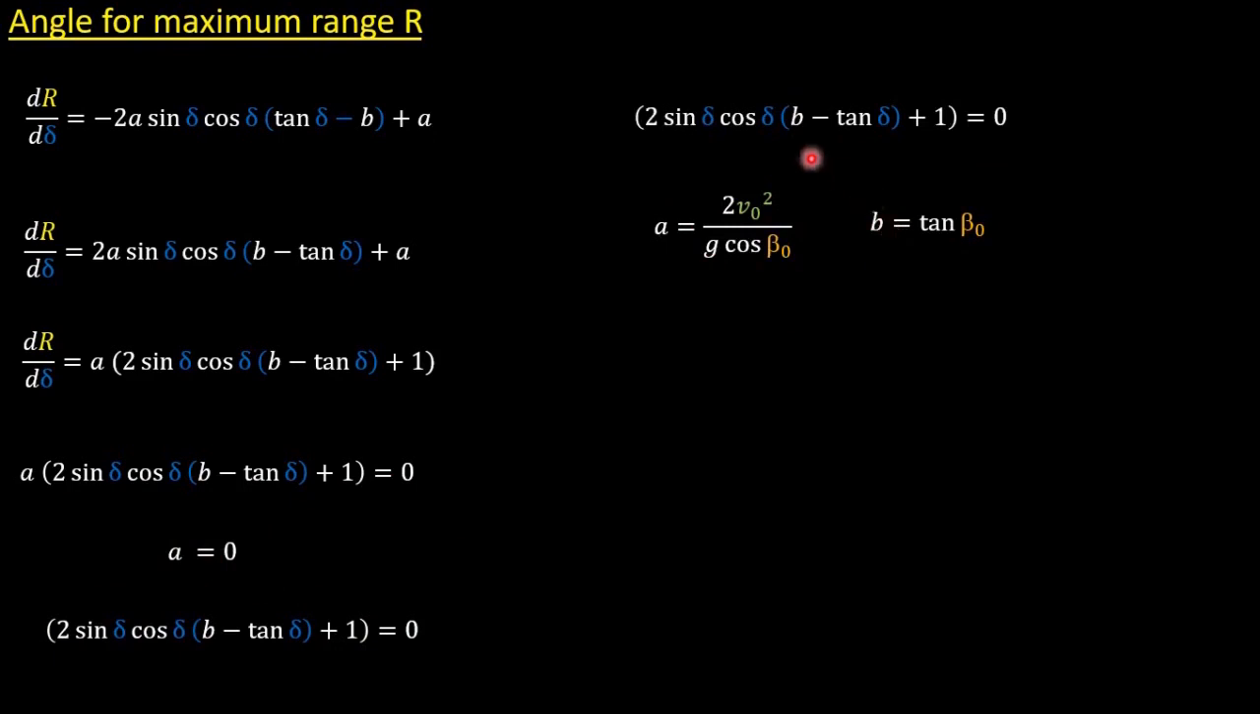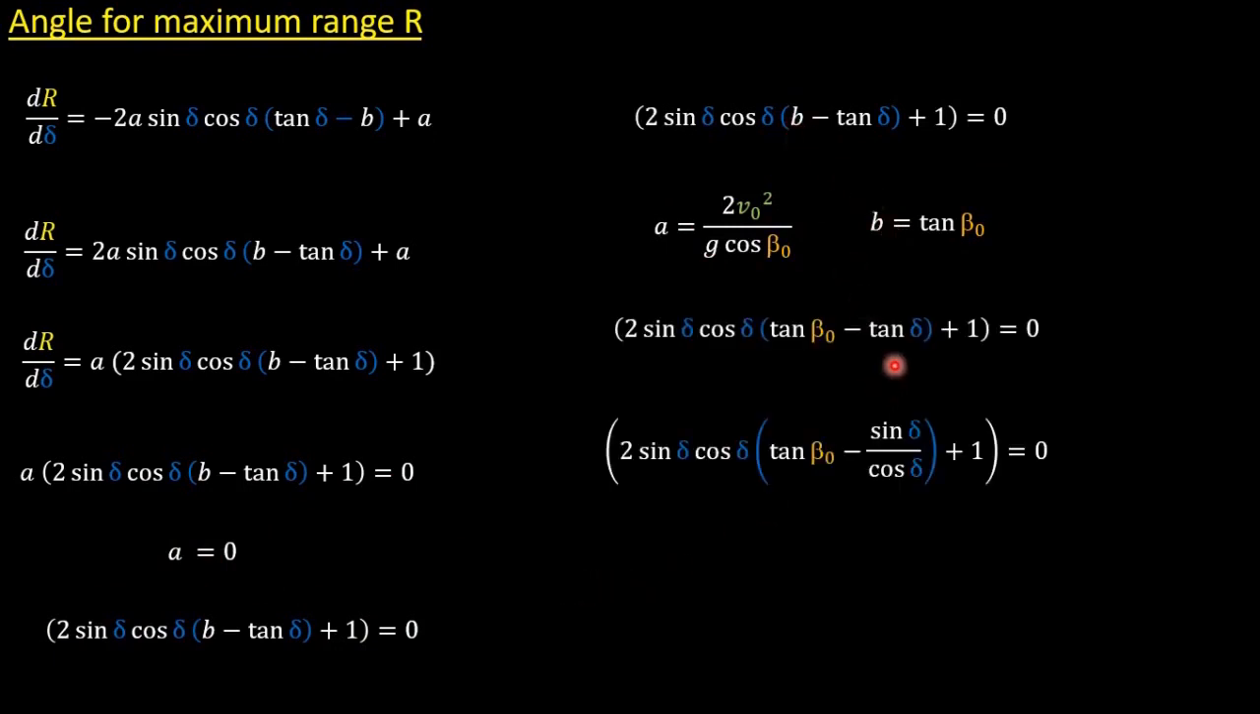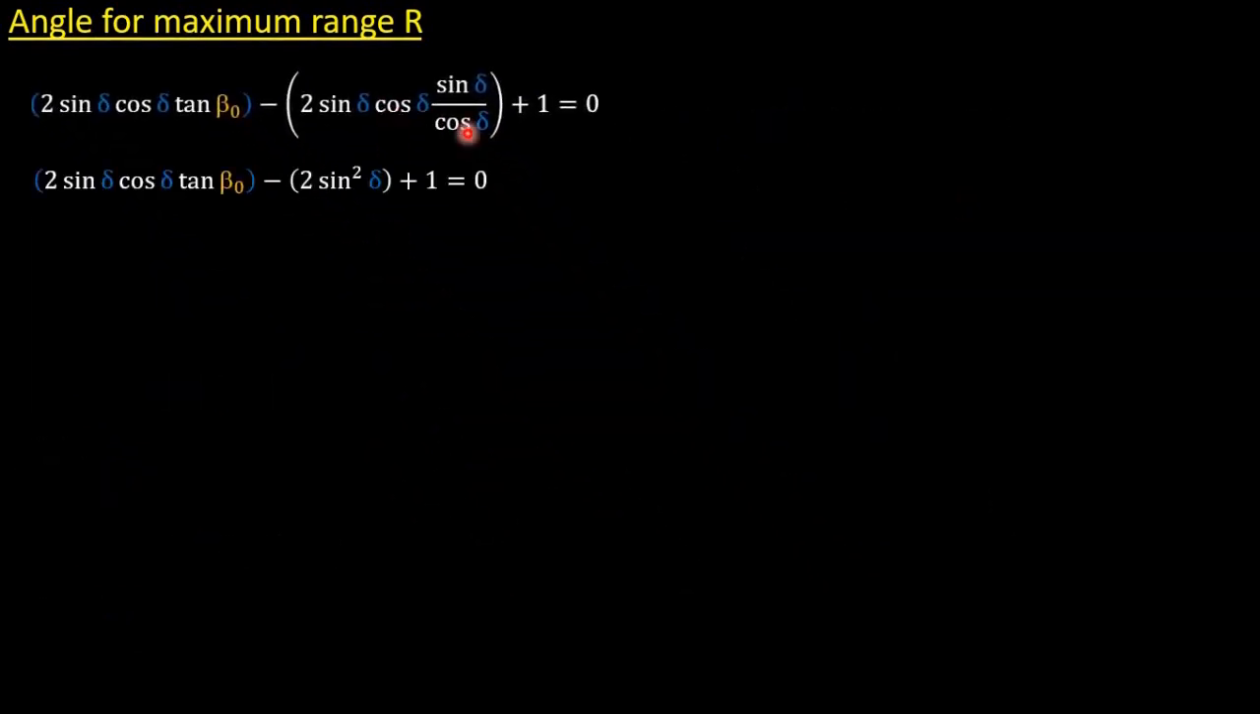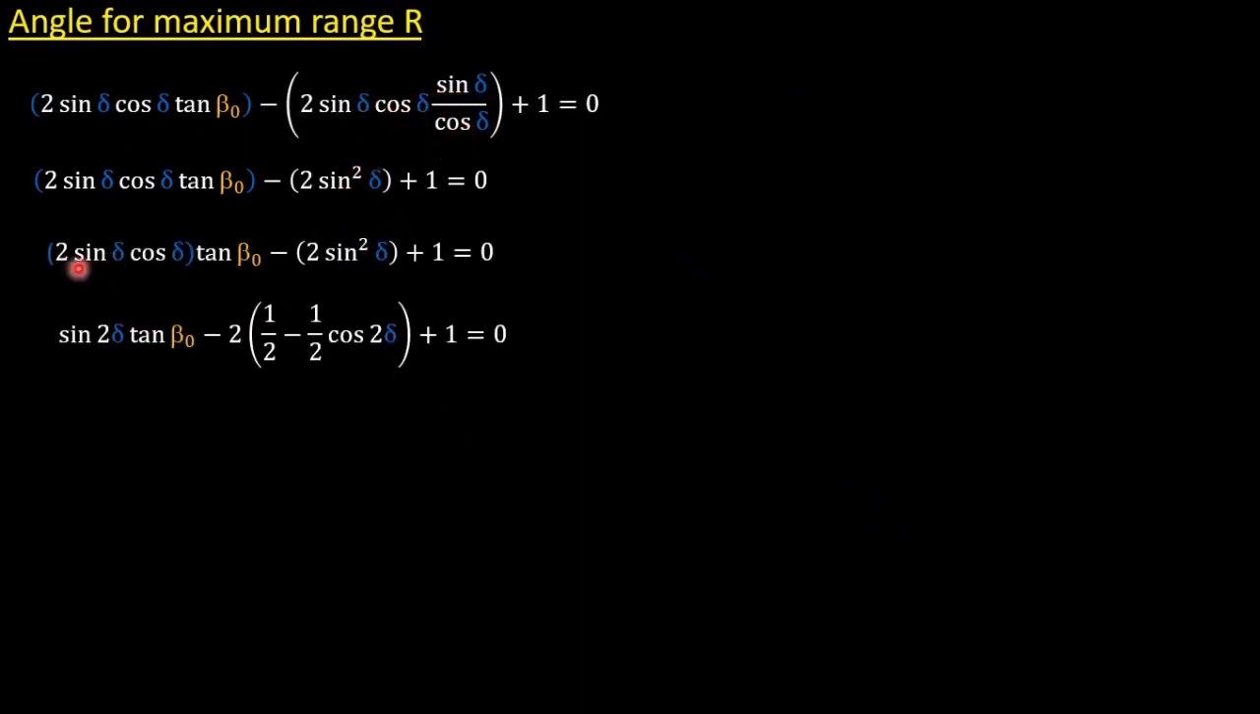So if we substitute b back into here, we get this. And then I can rewrite tan delta as sine delta over cos delta. And then if I multiply out the brackets, I get this. So I've done this times tan beta and this times all of this lot there to get this. So cos delta over cos delta is going to be 1, and I've got sine delta times sine delta to get sine squared delta. And then I can rewrite 2 times sine delta times cos delta as just sine 2 delta using trig identities, and I can write sine squared delta like this. Again using trig identities there.